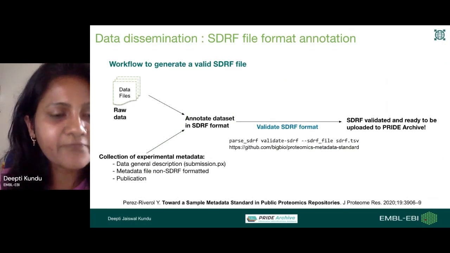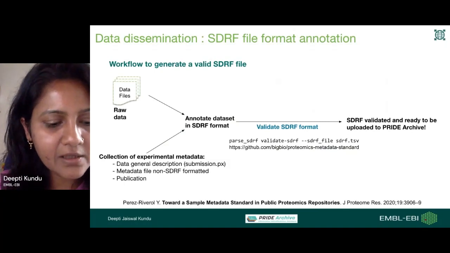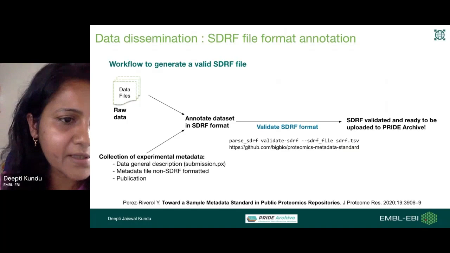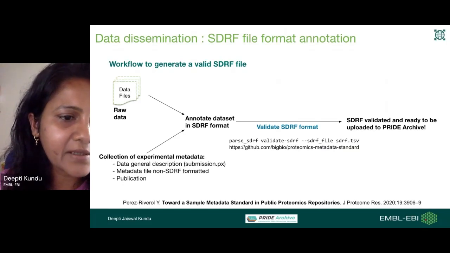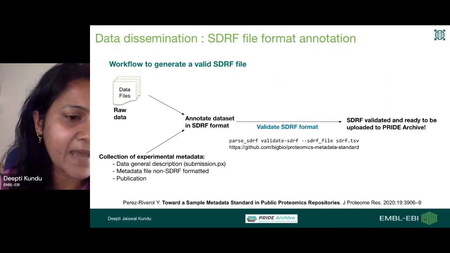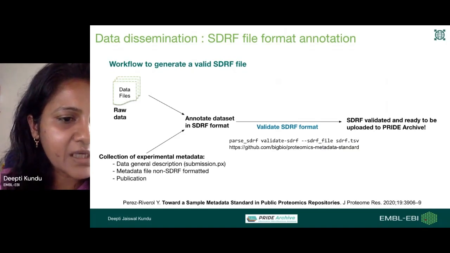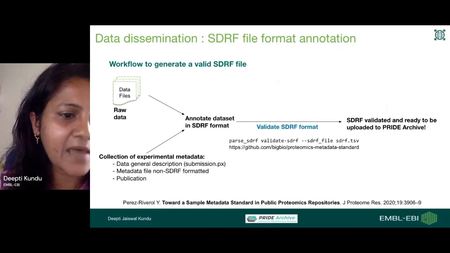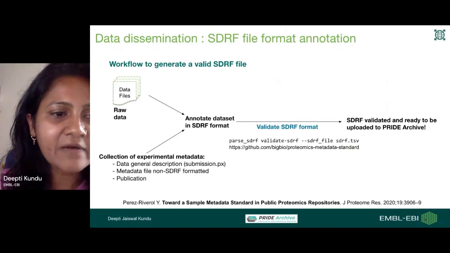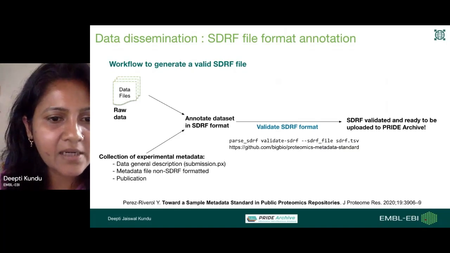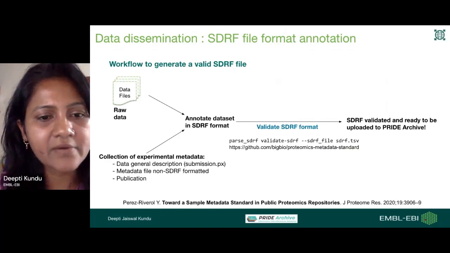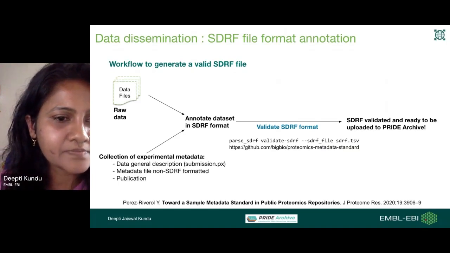So for now, either PRIDE curators or collaborators can select any public proteomic data set and annotate it from the publication, because many times the whole information is not given. So we select the data sets, select the samples, and annotate the data sets from their publication, or from any general information given in PRIDE, into the SDRF file format. Then it can be validated in our in-house pipeline, and the SDRF files are validated and ready to upload into PRIDE. Next slide, please.